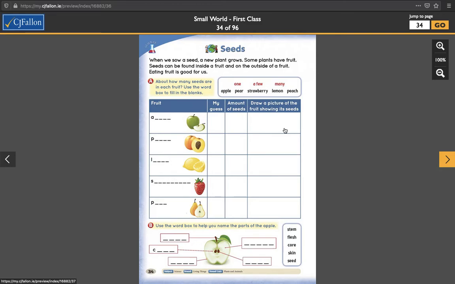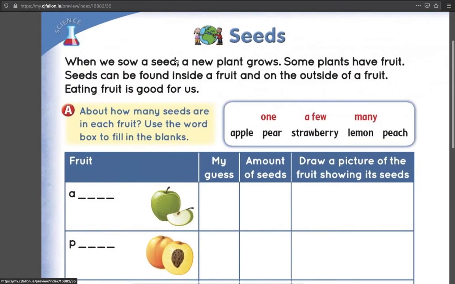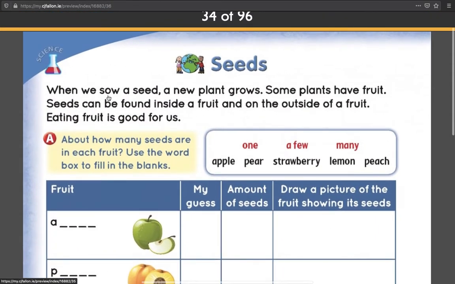So we'll take a look at page 34, which is a science page, and you get to do a fairly straightforward experiment today. I thought you might enjoy this, and it's about seeds. Okay, seeds. So at the top here we see when we sow a seed, a new plant grows. Some plants have fruit. Seeds can be found inside a fruit and on the outside of a fruit. Eating fruit is good for us.